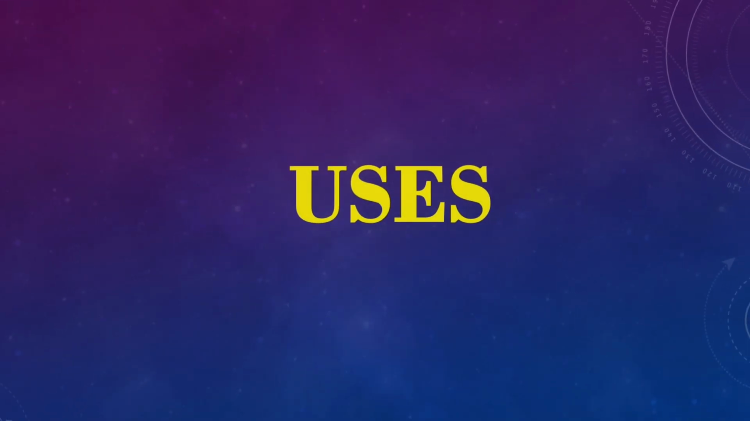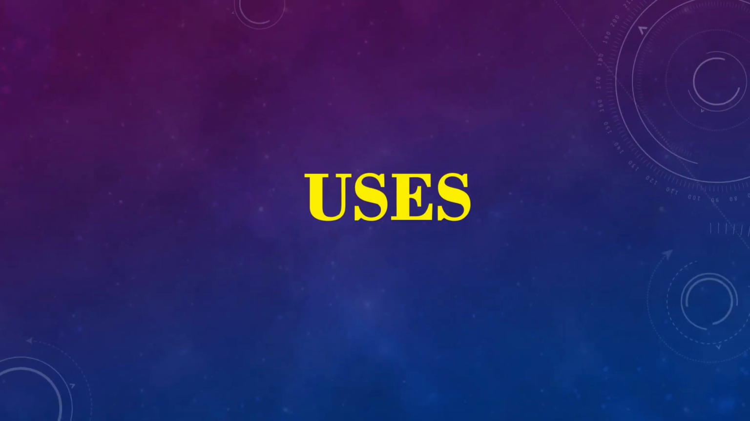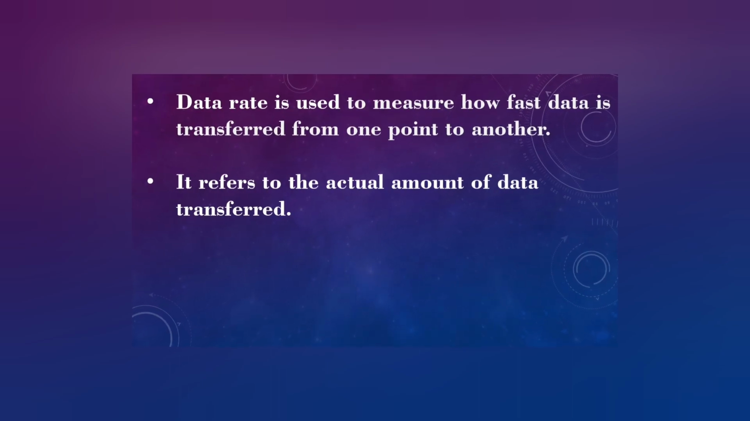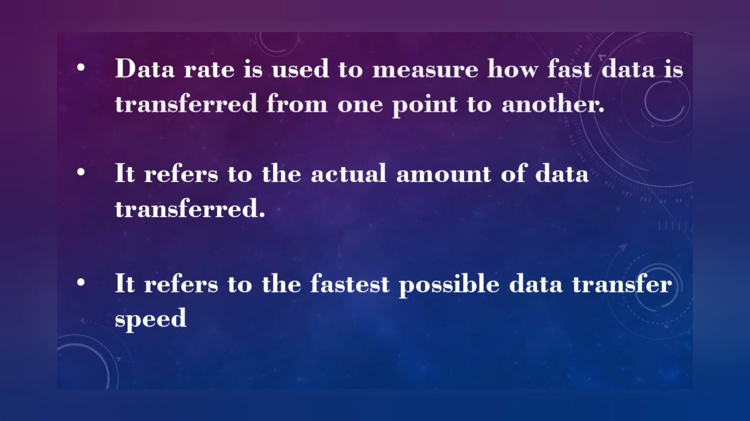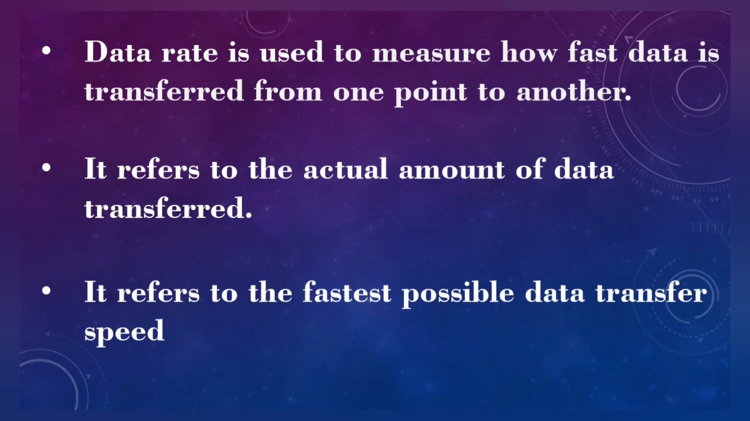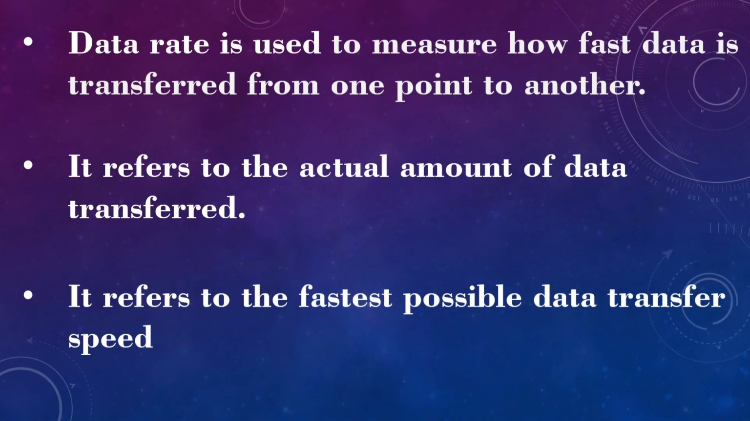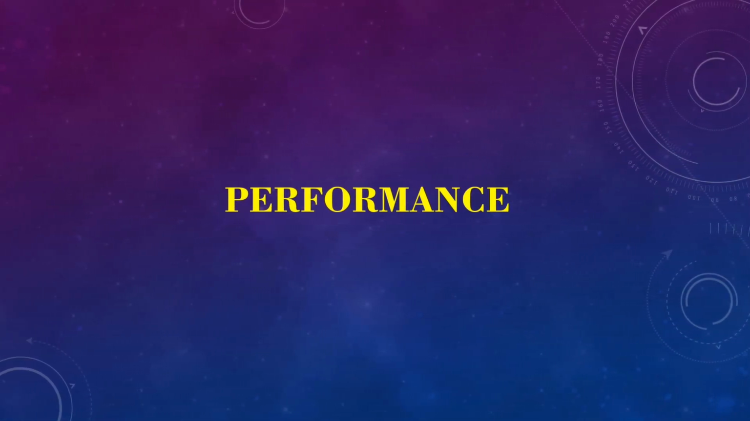There are some uses of data rate limits. First, data rate is used to measure how fast data is transferred from one point to another. Second, it refers to the actual amount of data transferred. Third, it refers to the fastest possible data transfer speed. The last one is performance of physical layer.